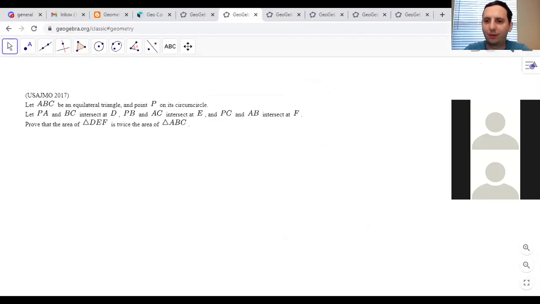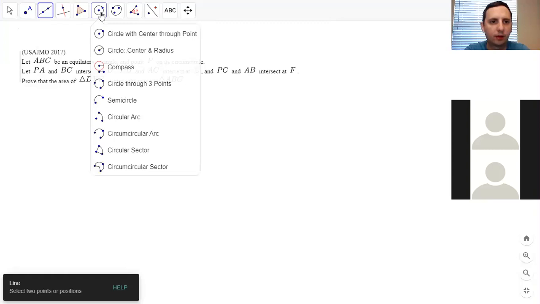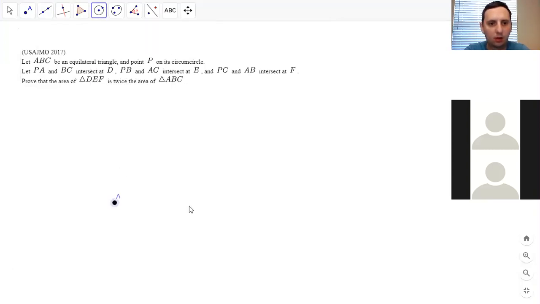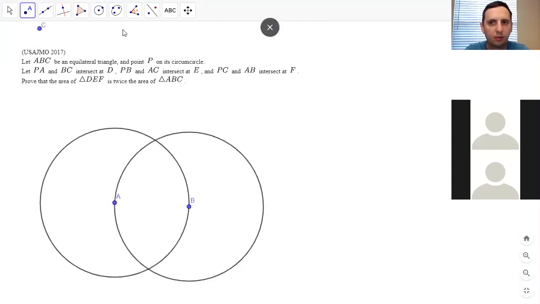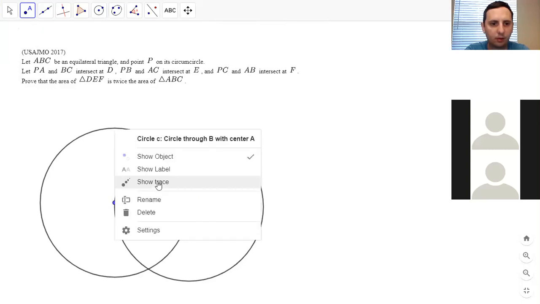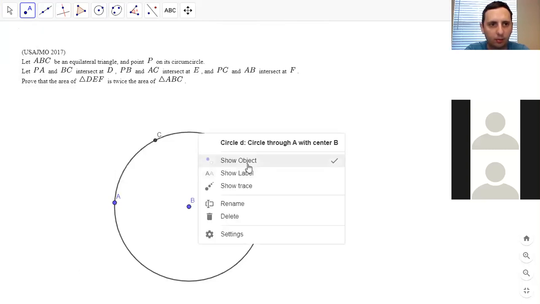Okay, this is interesting. So here's a problem with an equilateral triangle. This one is from 2017. So I guess what I'll do, I'll just do something like this. ABC is equilateral. And I can hide these two now. And P is at any point on the circumcircle.